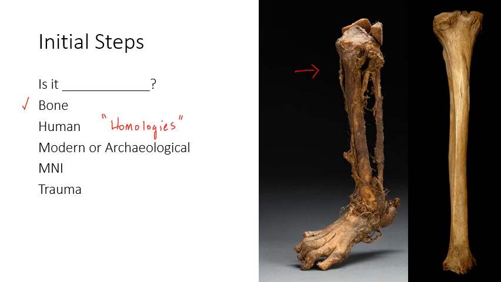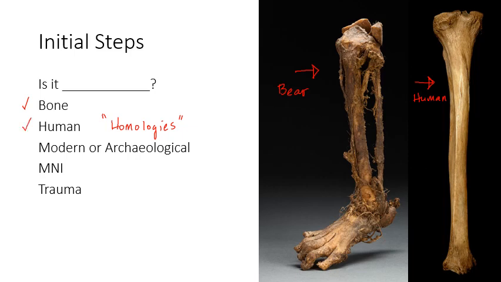So a zooarchaeologist, a bioarchaeologist, a forensic anthropologist, a human osteologist will be able to distinguish between, for example, on the left-hand side, bones that belong to a bear versus the bones that belong to a human. So here we have a human tibia.